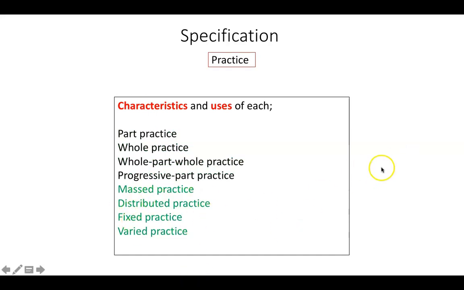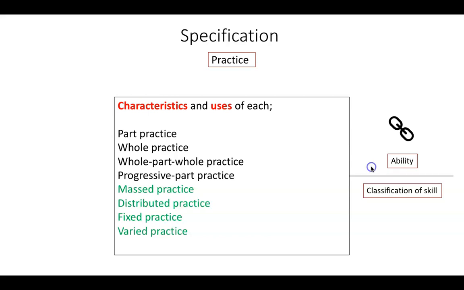So now we're looking at massed practice, distributed practice, fixed practice, and varied practice. The same applies with regards to having to know the characteristics and uses of each. So we have to be able to describe each one and give an example. Then we need to be able to move up and describe the uses that make the practice type so effective. And we're looking at the key discriminators again: ability and classification of skill.